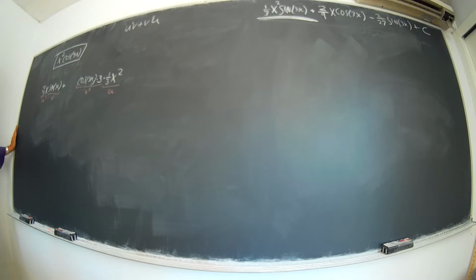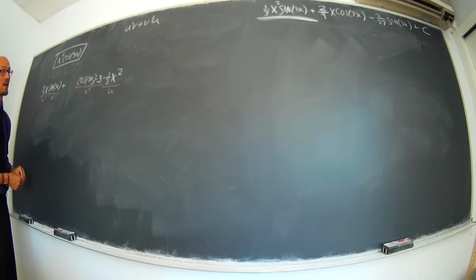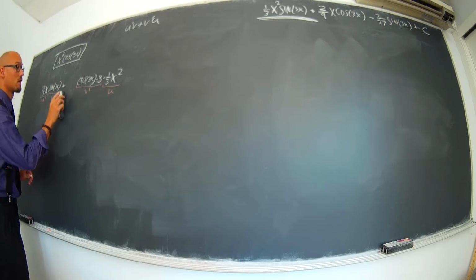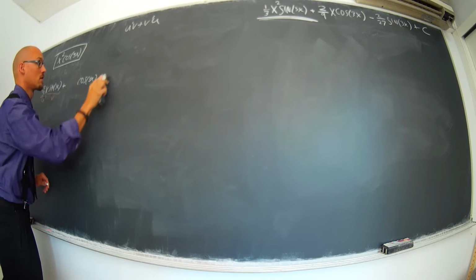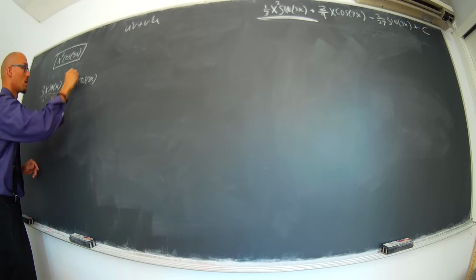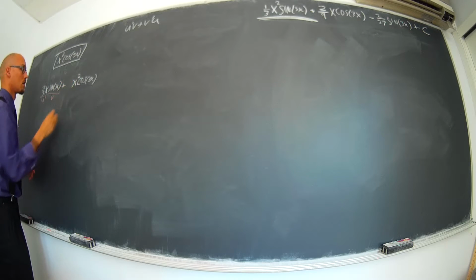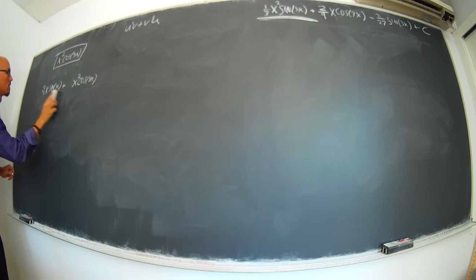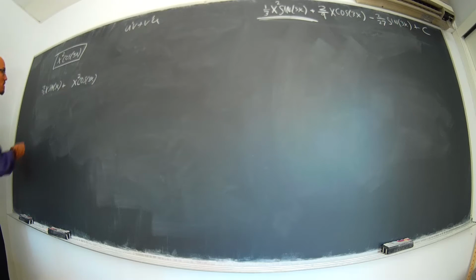2/3 x sine 3x plus 1/3 x squared cosine 3x. Do you want to simplify this? Sure. So we have 2/3 x sine of 3x plus x squared cosine of 3x. So this is just the first term.